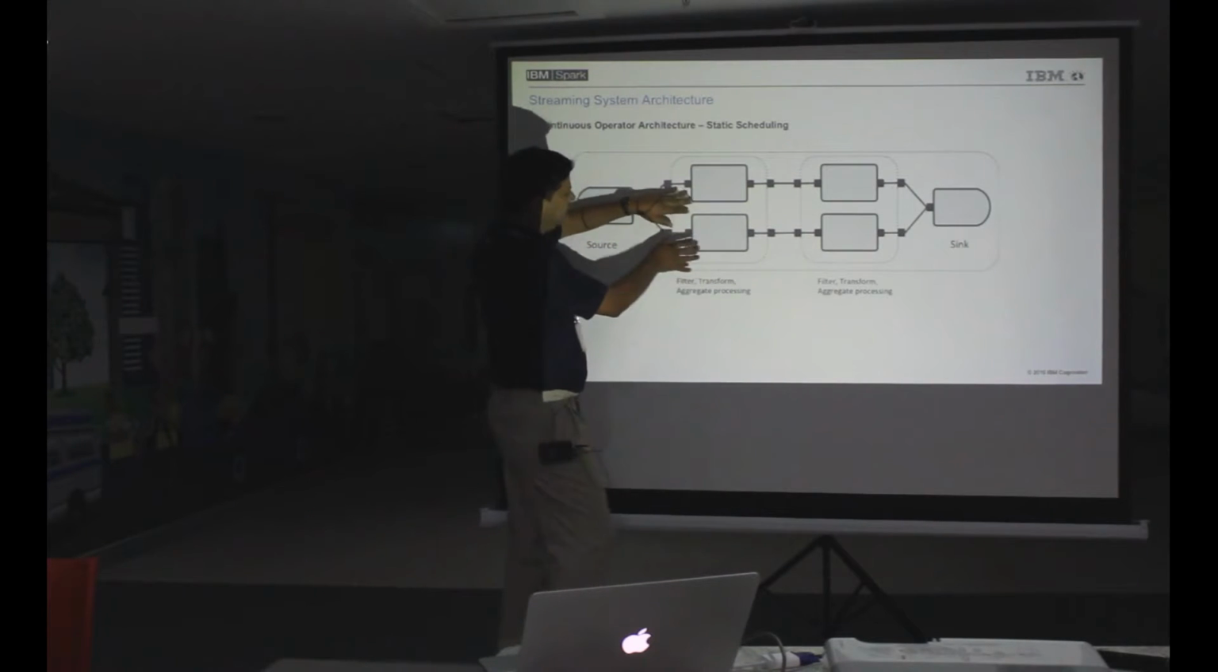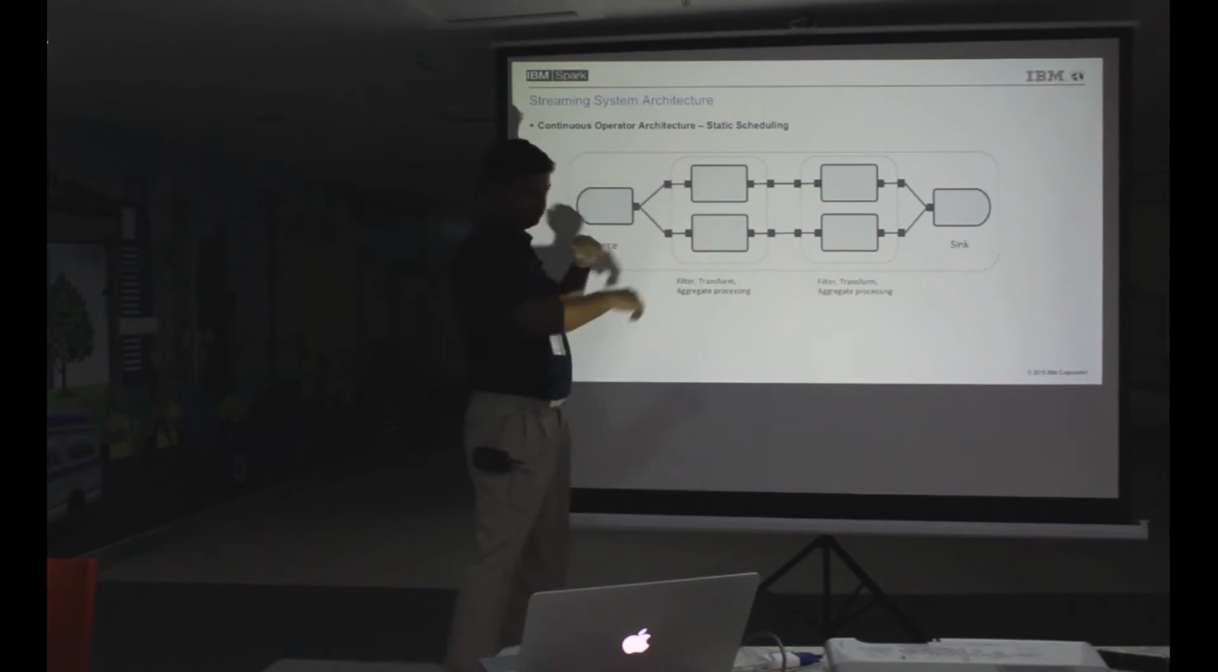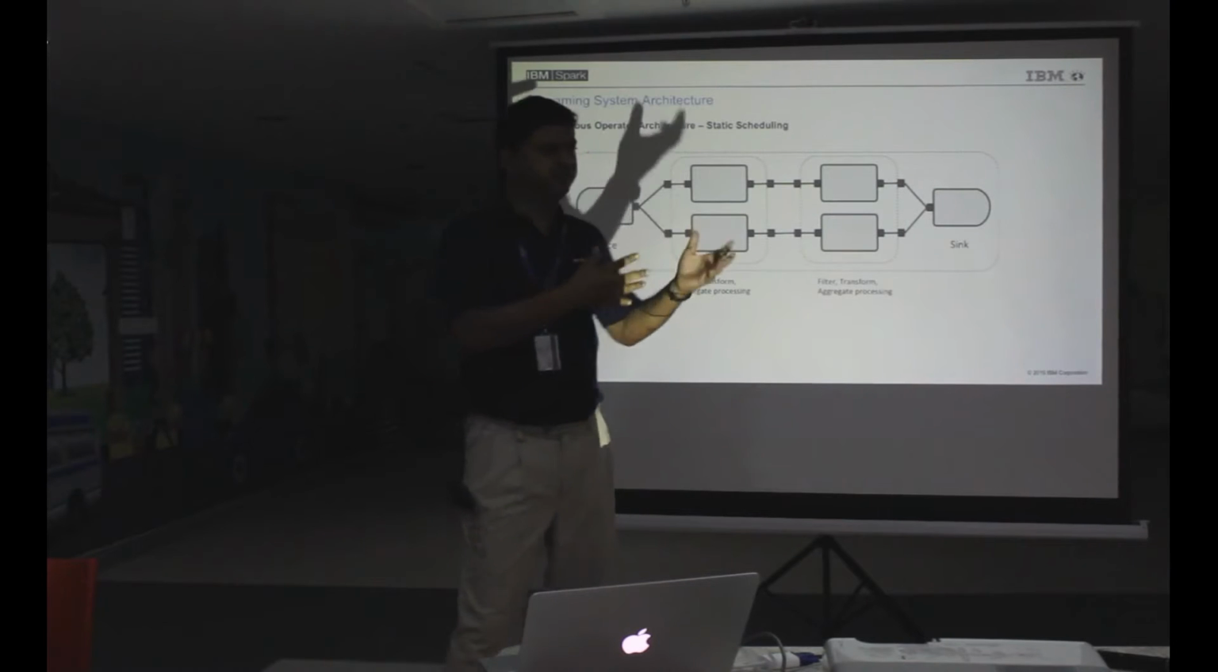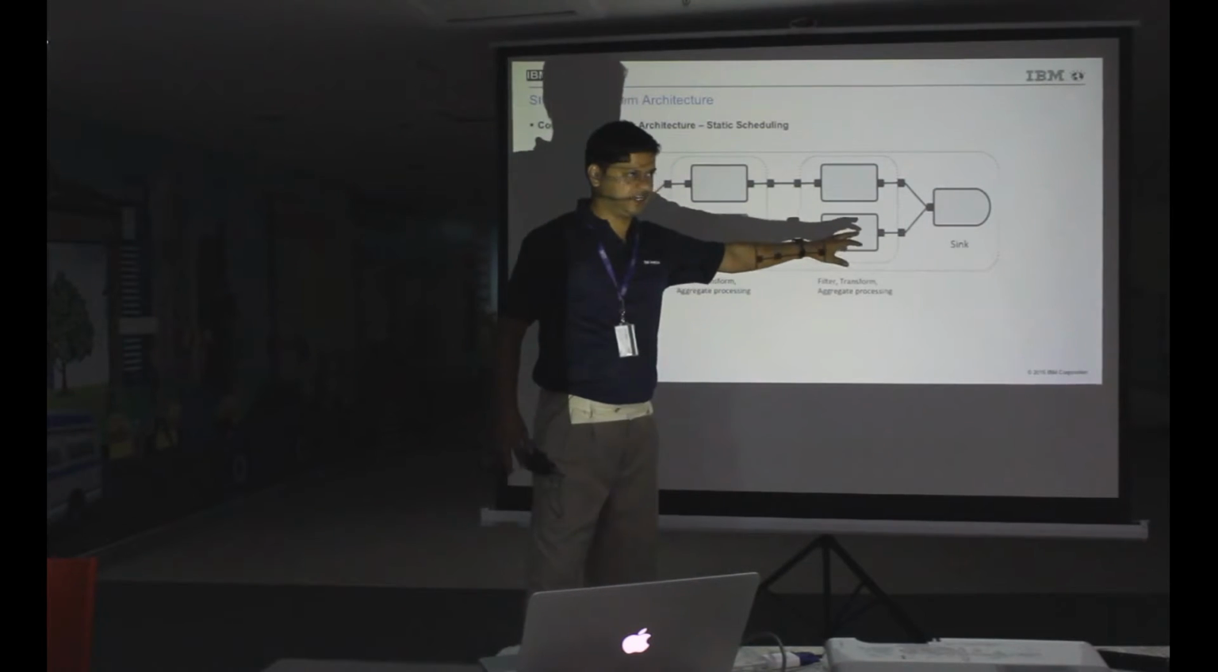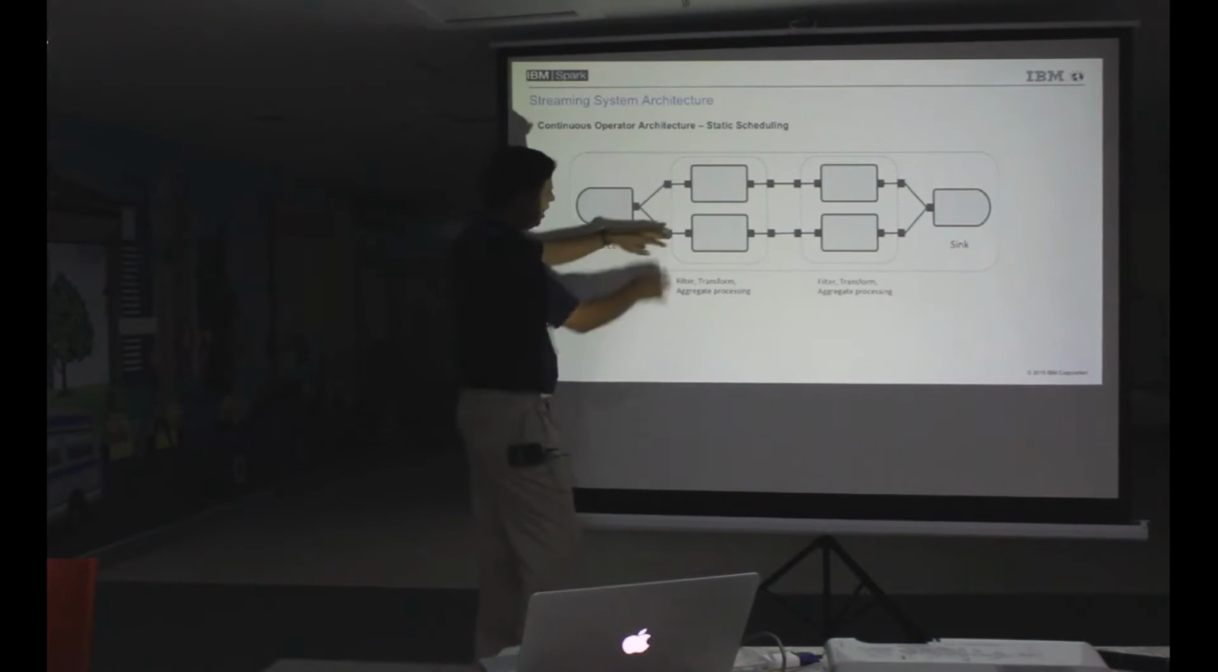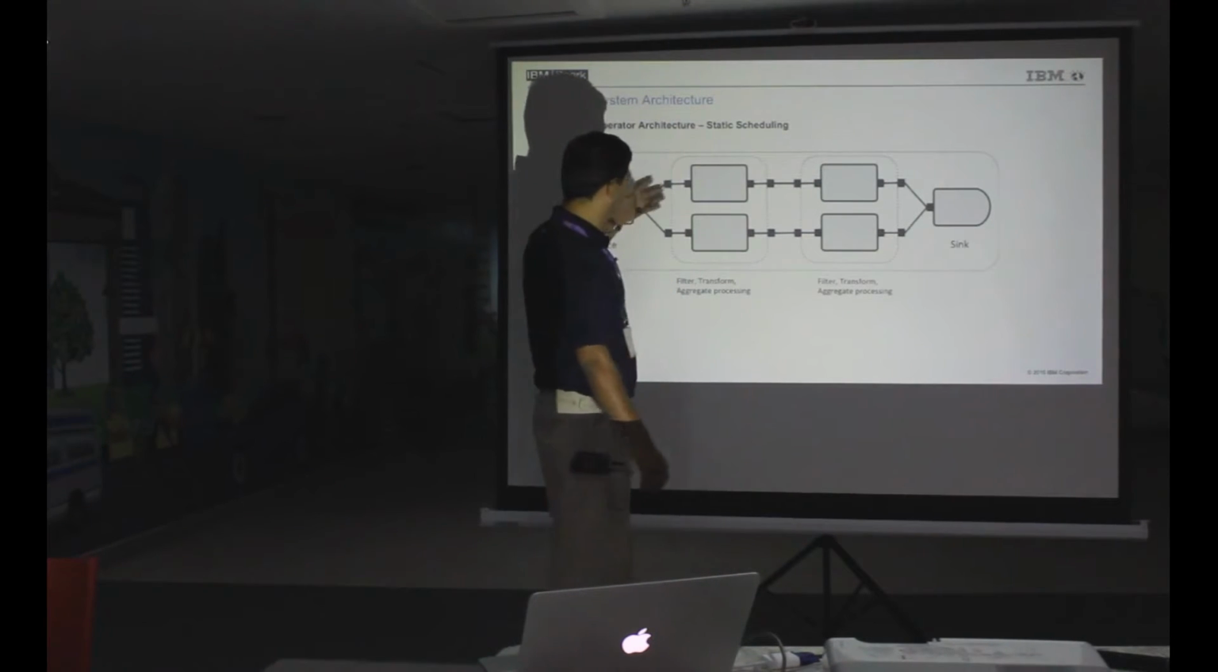Let's say I have two processing steps that I do. I'm doing some filtering in one, and then some aggregation. And I've actually parallelized it, so I have two instances of each of these running. So data comes in, and it flows.